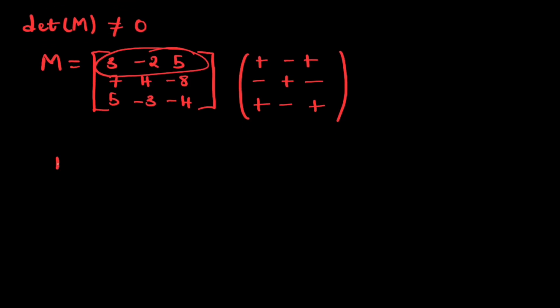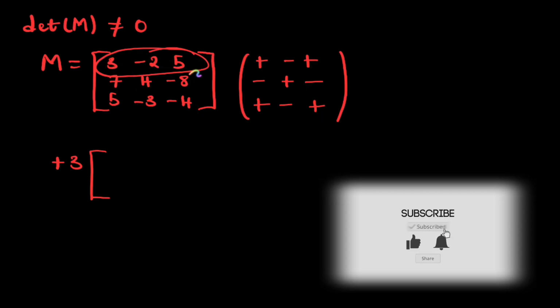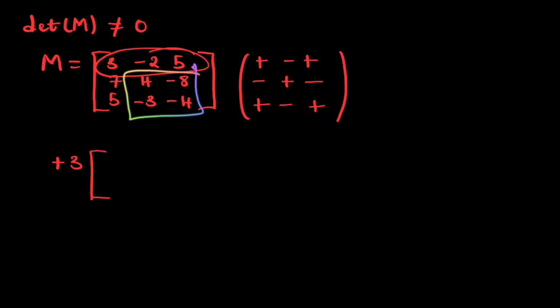So let's start with the first, positive 3. We delete its row and column. We are left with 4 times minus 4 minus minus 3 times minus 8. So 4, minus 8, minus 3, minus 4.